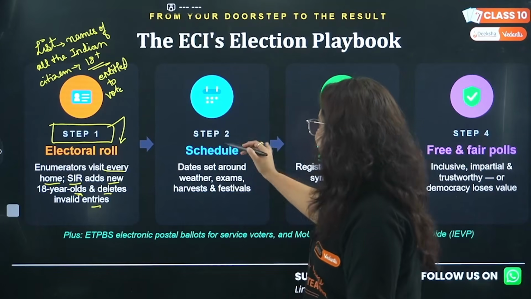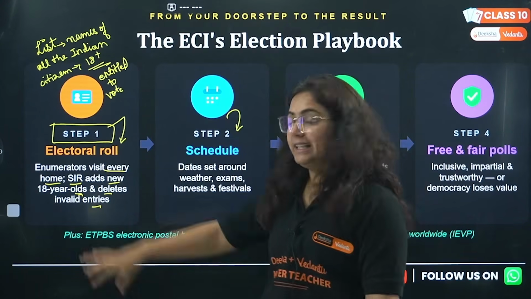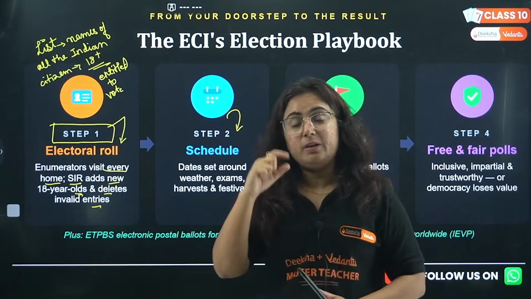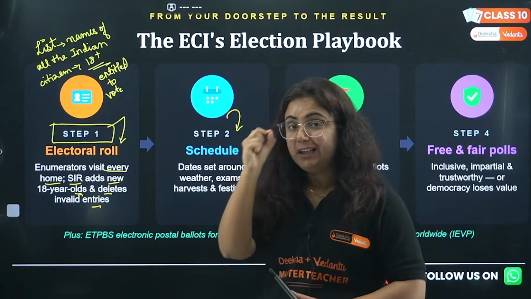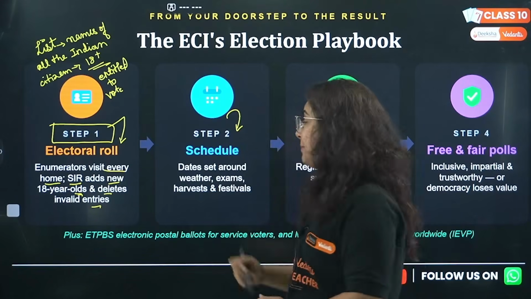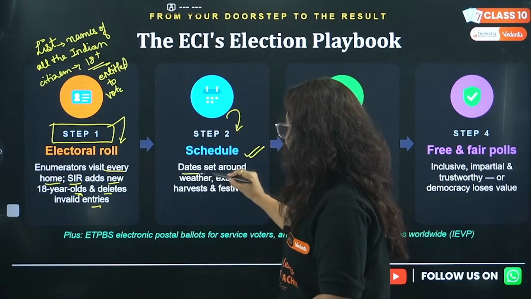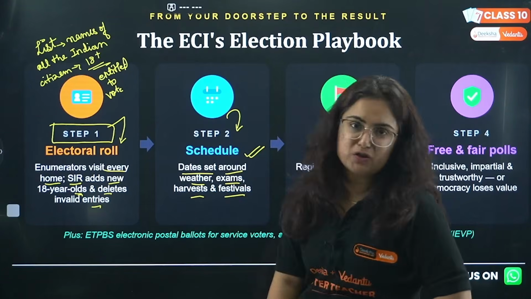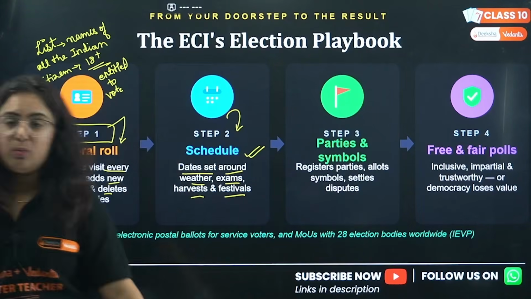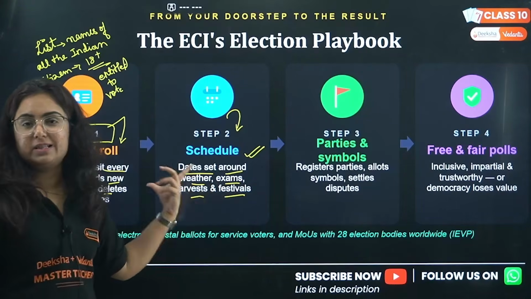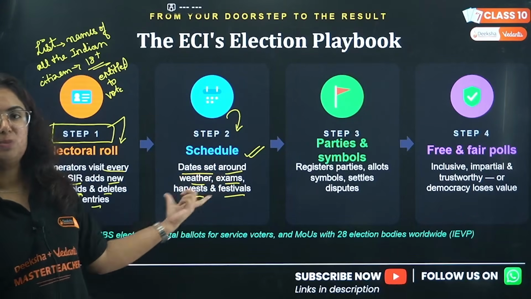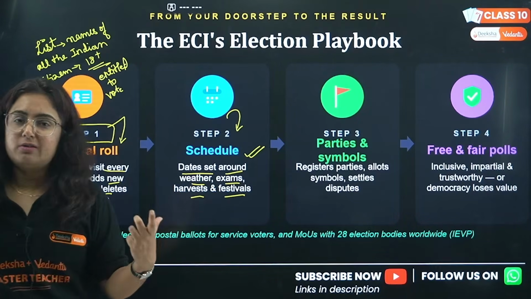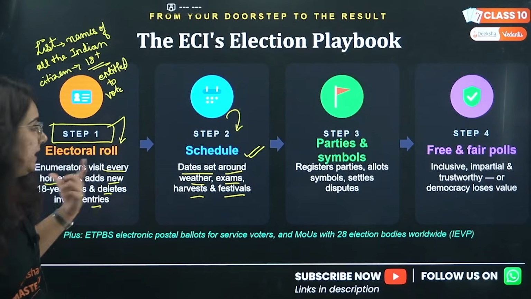Okay, the next is the schedule. After getting the electoral roll done, now comes the date to be set for the election. The date is set according to the weather, the exams, the harvest, as well as the festivals. Everyone gets leave on the date whenever the election is organized in the state or for the Lok Sabha or assembly, so that there is no hindrance for them to vote.